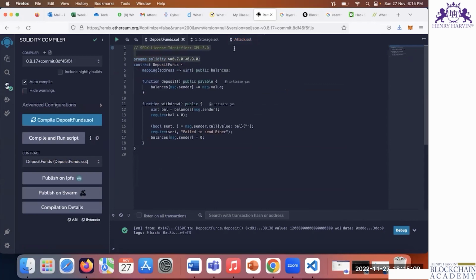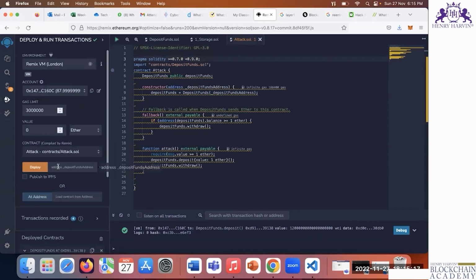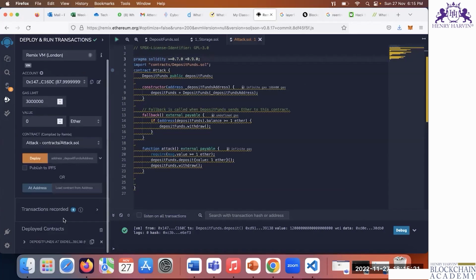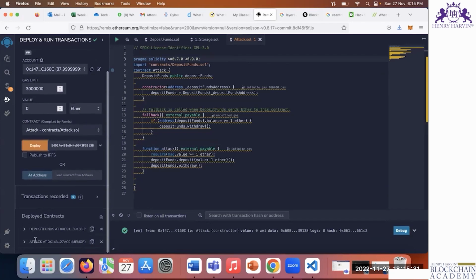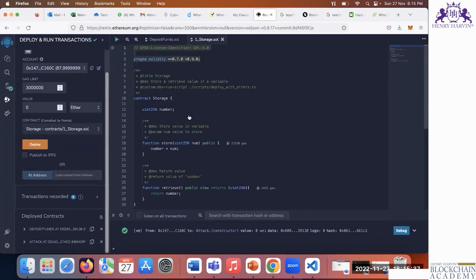Okay, right. So what I am going to do is, this is the attacker smart contract. We are going to deploy this one. This is the attacker smart contract, and I am going to deploy it also. Okay, the attacker smart contract is deployed. So this is the attacker.